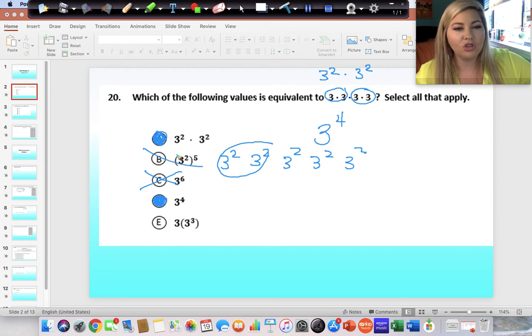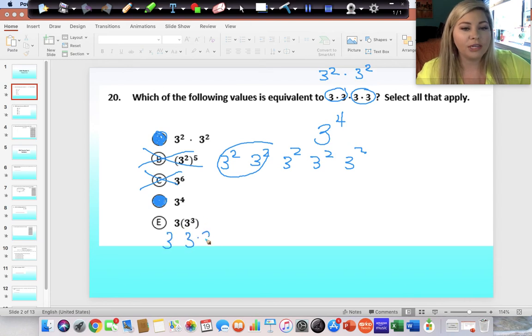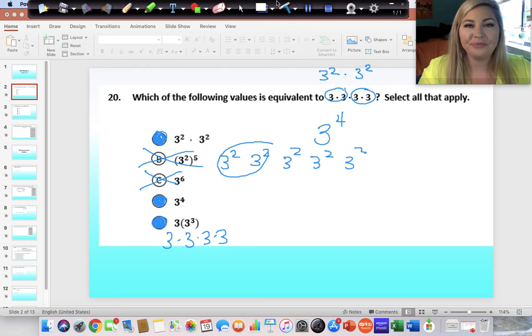So that's too big. And then we have 3 to the 1st power times 3 to the 3rd power. Again, this is 3, and 3 to the 3rd power is 3 times 3 times 3. So 3 to the 1st times 3 to the 3rd is 3 to the 4th power, which is also correct. So your answer choices should have been A, D, and E.